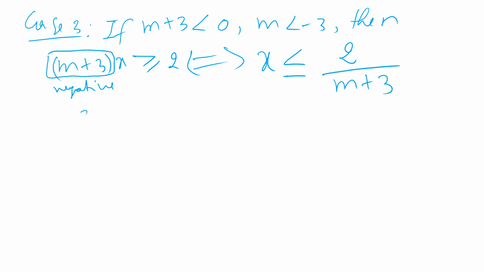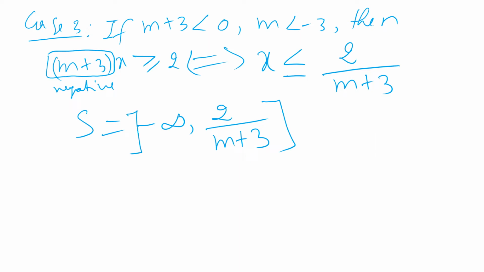Now the solution set is x less than or equal to 2 over m plus 3, so S is equal to from negative infinity to 2 over m plus 3. This one is included, while negative infinity is excluded.